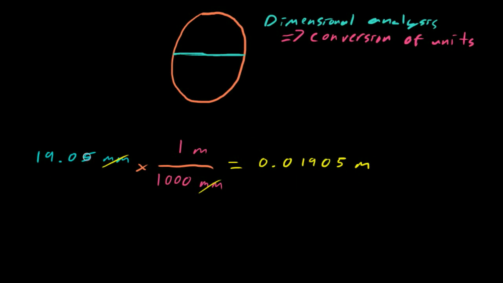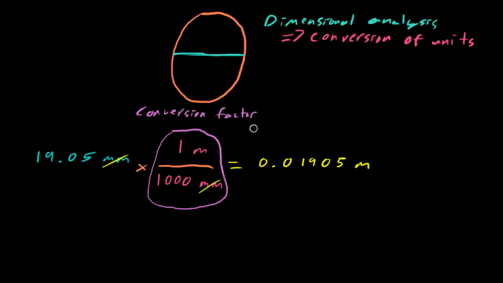This quantity hasn't changed at all. We started out with 19.05 millimeters, and we now have that distance converted to meters. One of the important things to take away is that this fractional quantity we used to do that is called a conversion factor. All we're doing is not changing this value. This value in meters is still the same amount of length we started with, the same amount of length that it takes to completely cross the cross section of a penny. All we have is that we now have it in meters.